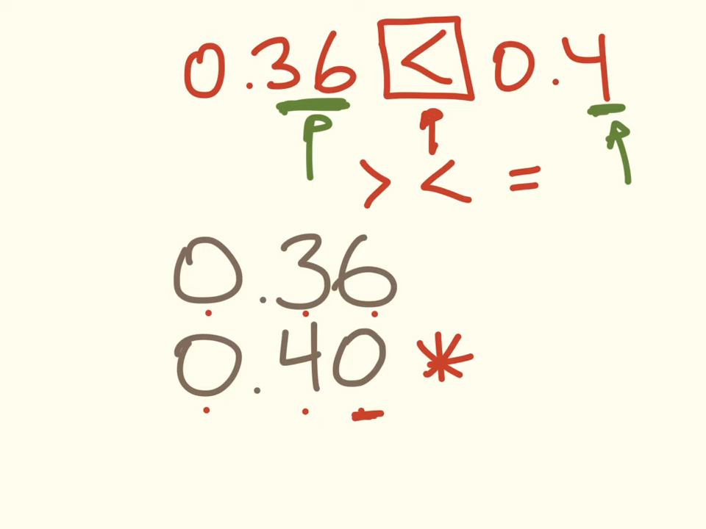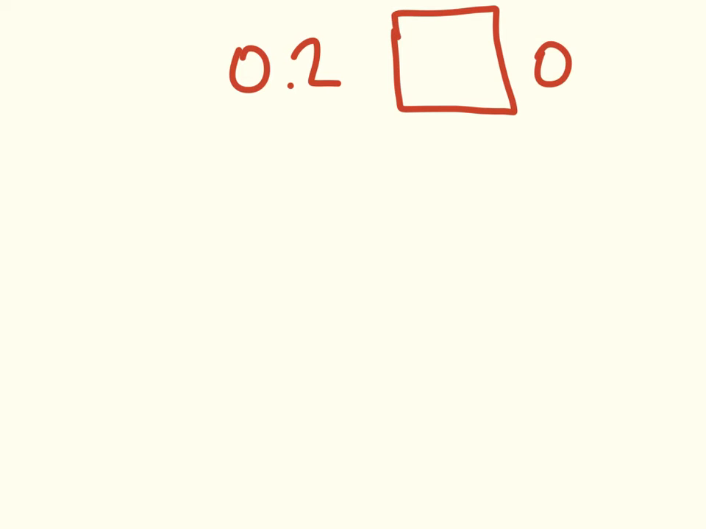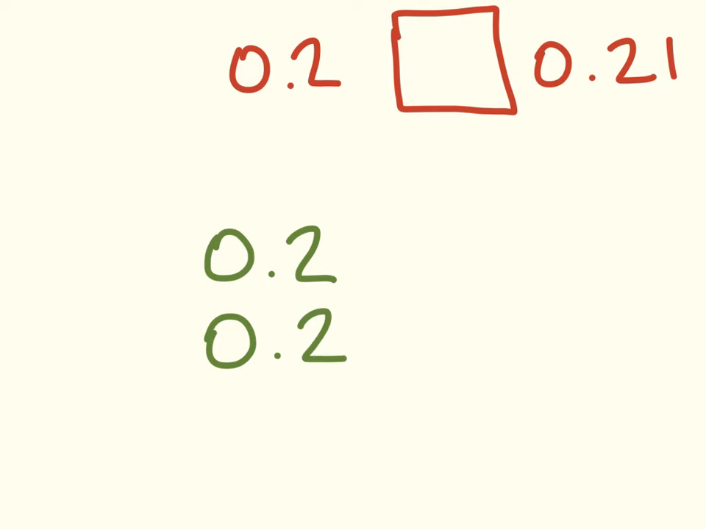Let's try another one. Let's compare 0.2 and 0.21. The best thing to do when you're comparing decimals is line them up vertically. So I'm going to rewrite them: 0.2, 0.21. As long as you line up the decimals with each number, you'll be good to go.